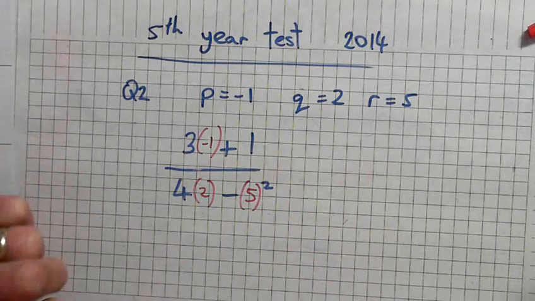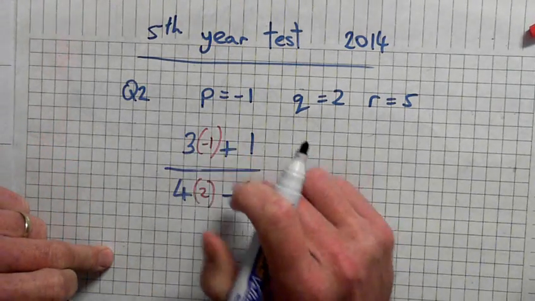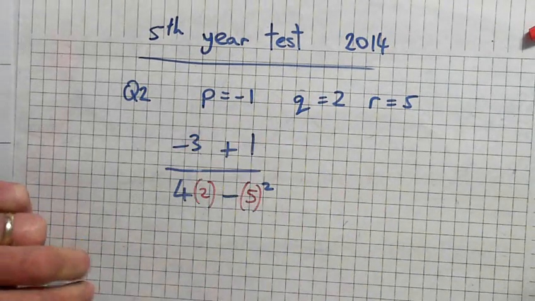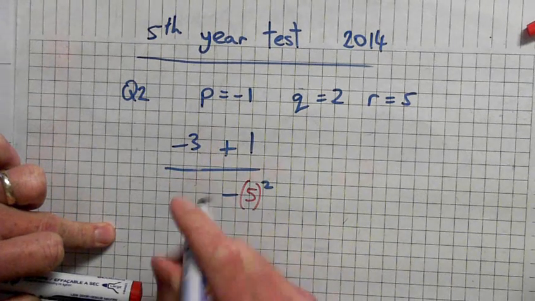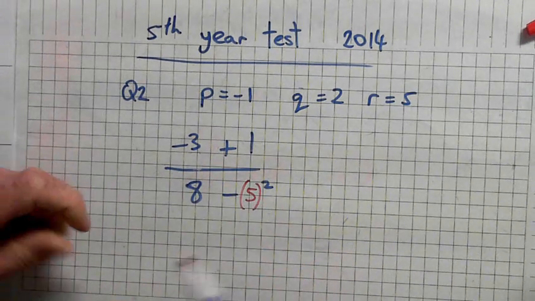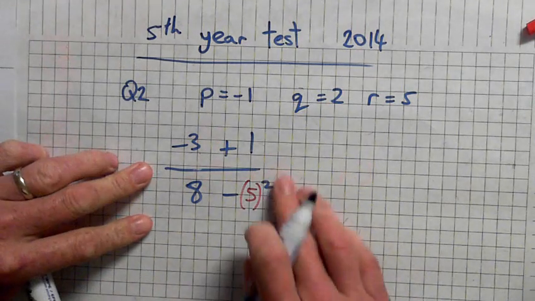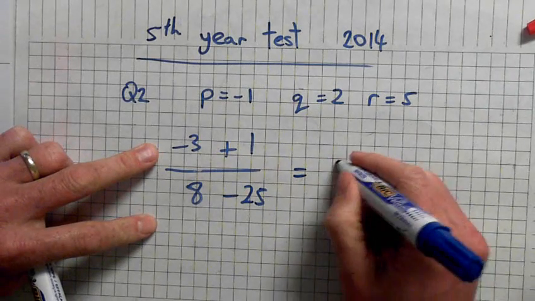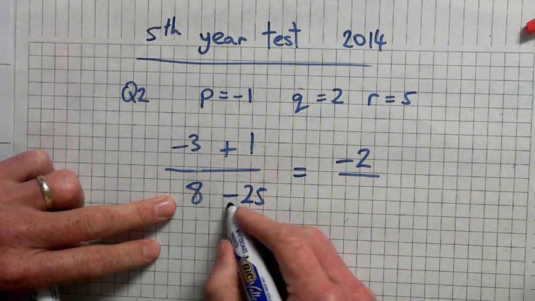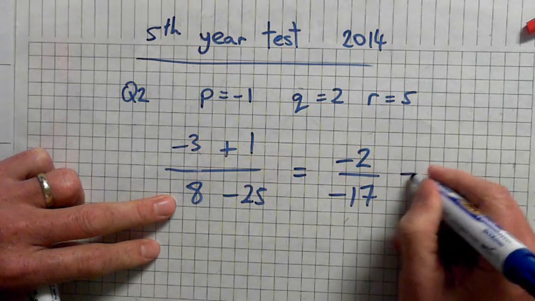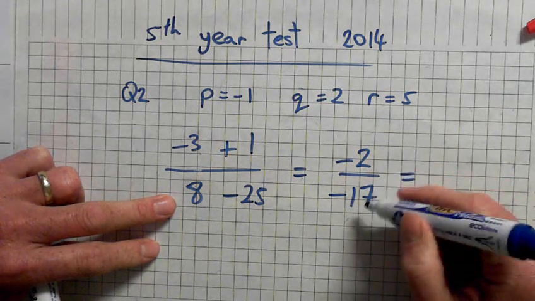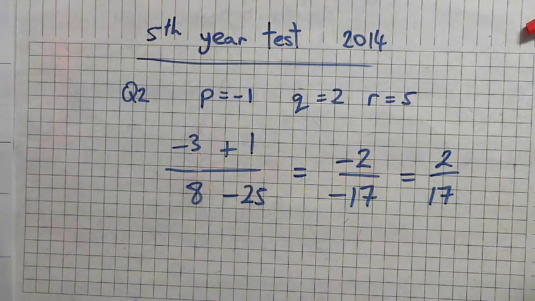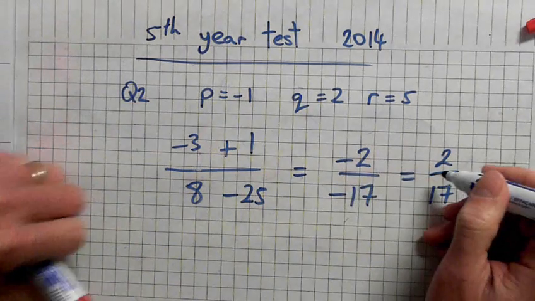What's 3 times minus 1? Minus 3. What's 4 times 2? And we'll work out what's 5 squared, 5 times 5. So now we have minus 3 plus 1, minus 2, over 8 minus 25. Now I give you the answer. I'll give you all the marks if you got that. It's also 2 over 17, because a minus and a minus gives you a plus.